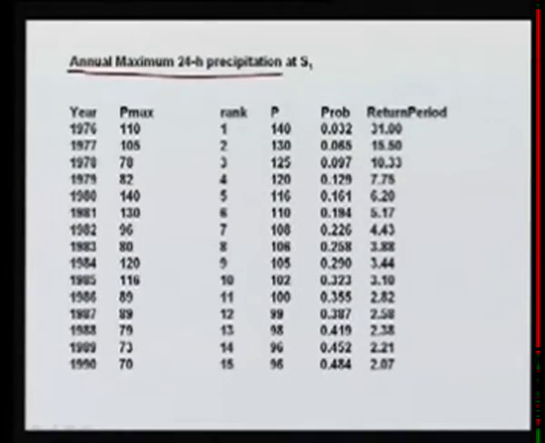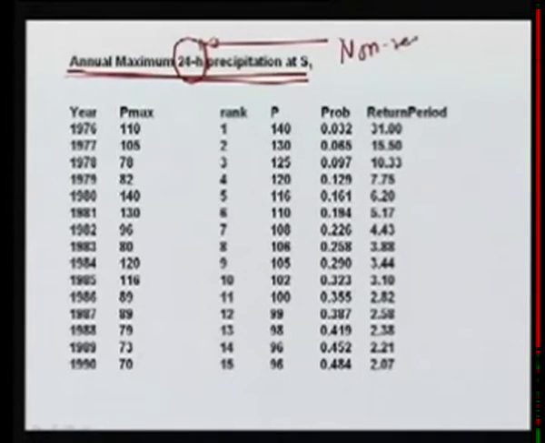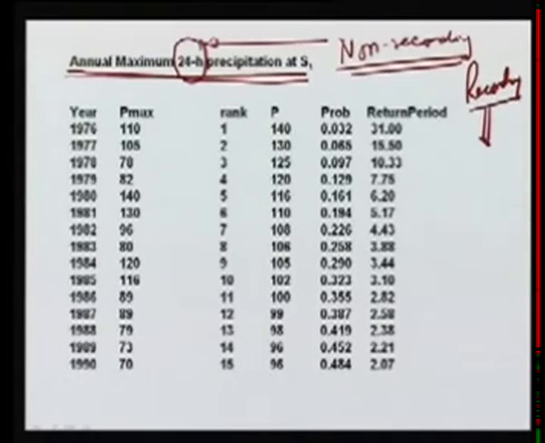So for example, here this table shows the annual maximum 24-hour precipitation. 24-hour because we have non-recording gauges. So the data which is available to us is only a 24-hour data. If we have recording gauges, then we may get data which will represent 1 hour or even less than that.